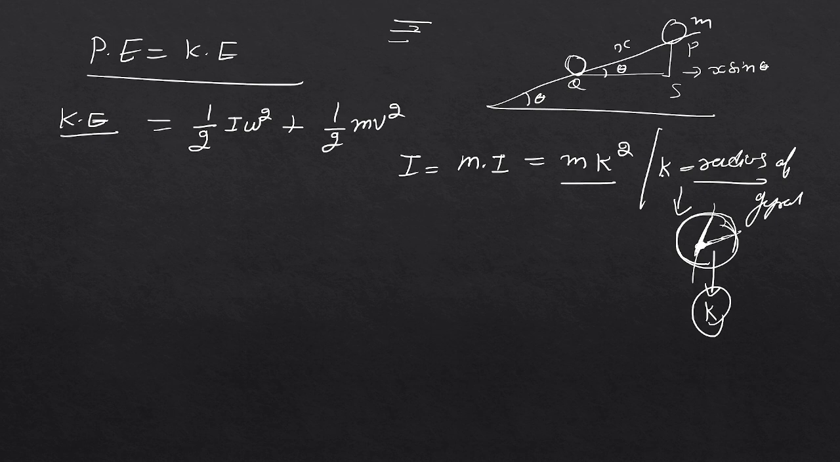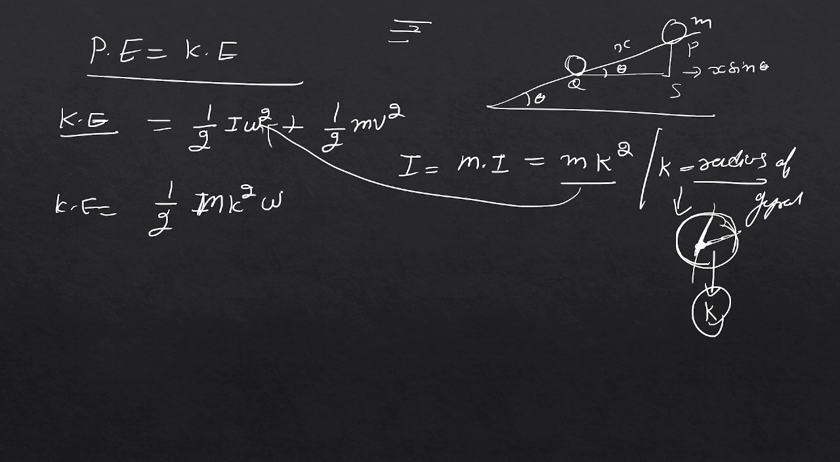So now place this value here. Our kinetic energy will become equal to 1/2 I omega square, where I is equal to m k square. So 1/2 m k square omega square plus 1/2 mv square. So this is the kinetic energy.